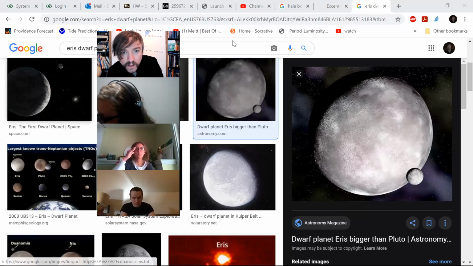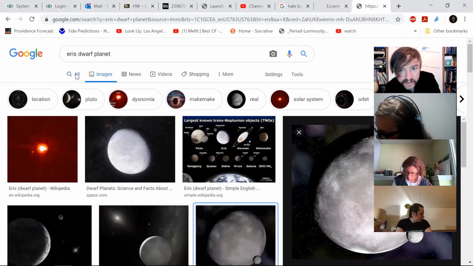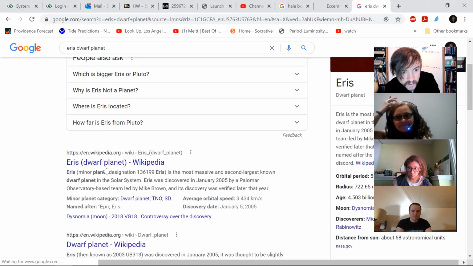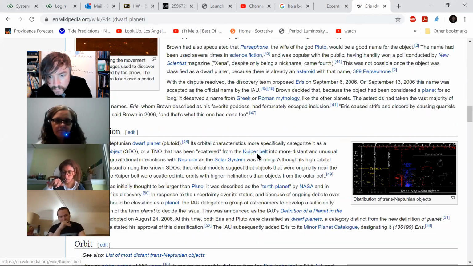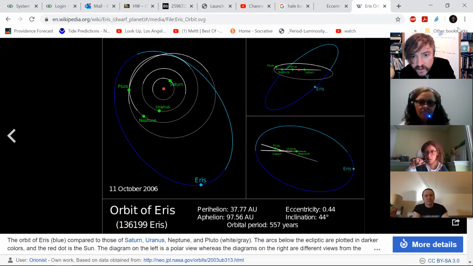In fact, I bet if we go to that Wikipedia page, they're going to show us a model of its orbit compared to Pluto, because that seems like a thing that people would find interesting. Come on, internet. Eris, the dwarf planet, Wikipedia, and let's just scroll through the pictures real fast here. Yeah, sure enough. Let's look at the picture. Oh, wow. I never realized that. Look how inclined to the ecliptic plane Eris is.